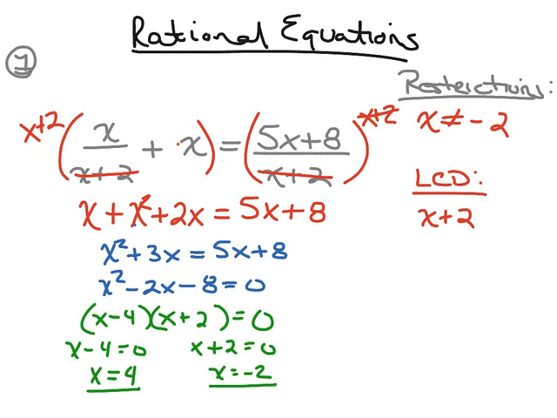However, I do run into a small problem. Earlier we said we did have a restriction, and that restriction was that x could not be equal to a negative 2. Therefore, I cannot include this as a solution. It's what we call an extraneous solution. Therefore, the only solution to this equation is this right here, x equals 4. So the solution to number 1 here is x equals 4.